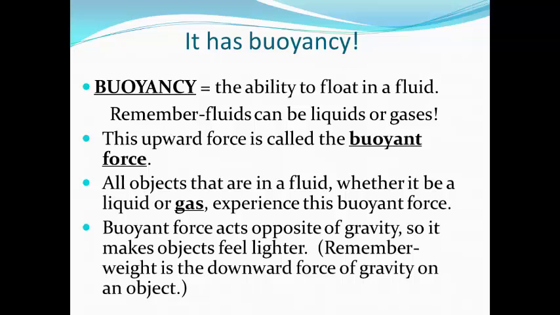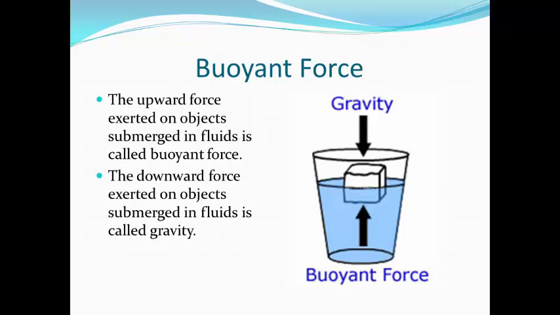Remember, you learned the difference between mass and weight. Weight is the downward force of gravity on an object. So an object's weight is how much gravity is pulling on it. Let's look at this ice cube floating in the glass of water. We have the buoyant force pushing upwards on the ice cube, and we have gravity pushing downward. Or another way to say it is that we have the weight of the object pushing downward.